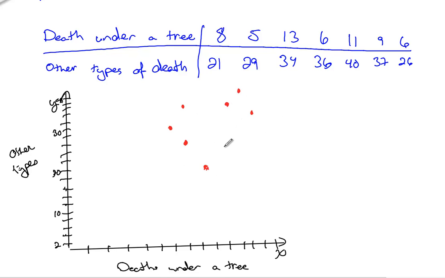We can draw our graphs and everything, and we can look at them, but that doesn't exactly tell us how strong a relationship is or anything. What we need to determine that is the correlation coefficient.